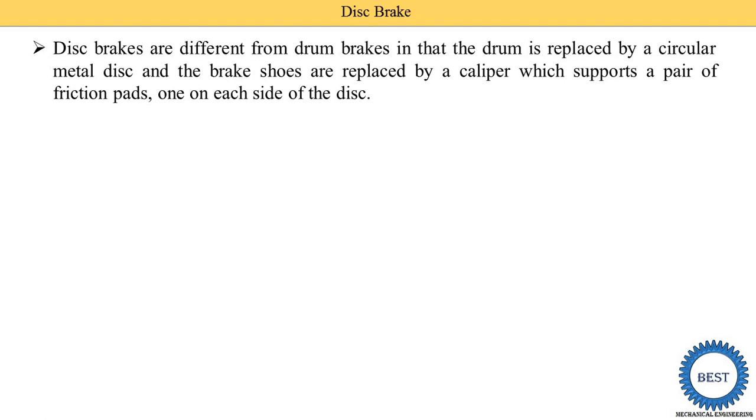The second difference is that in a drum brake we use the brake shoe. In a disc brake, these brake shoes are replaced by a caliper with a supported pair of friction pads, one on each side of the disc. Means two friction pads are provided on both sides of the disc.